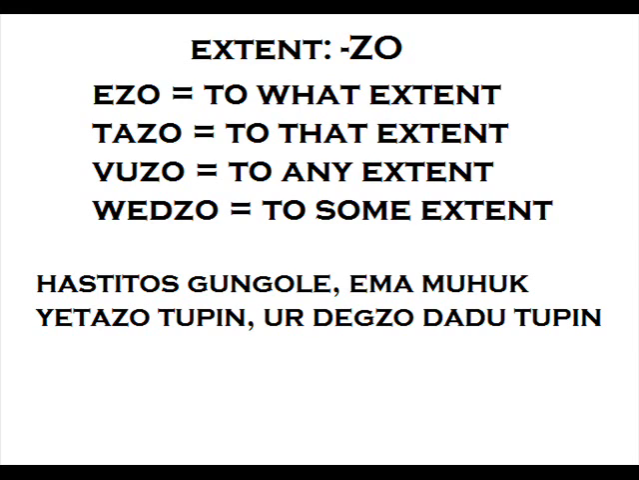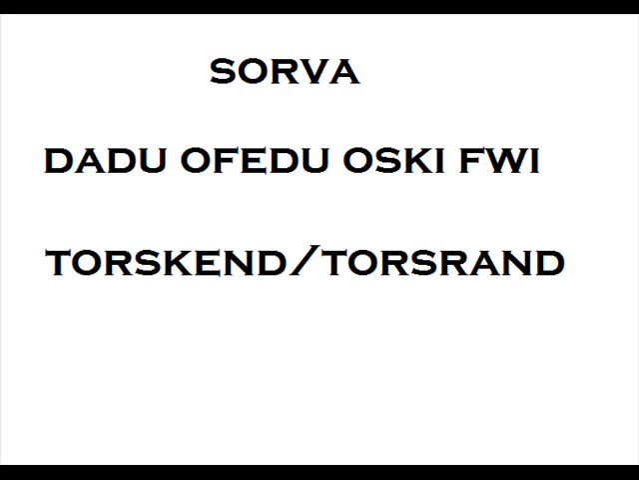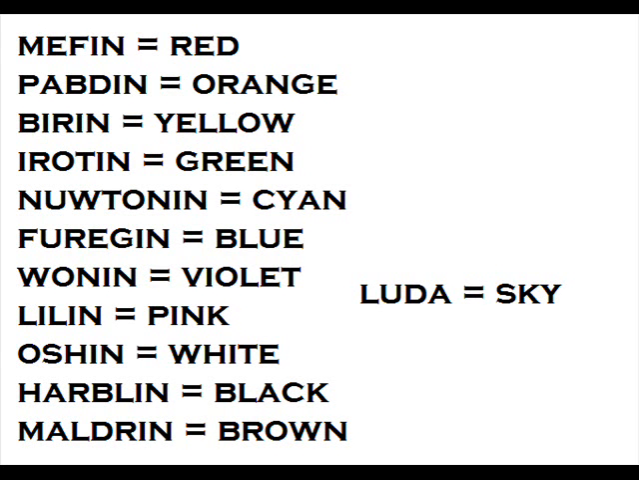This is also used in contexts where you want to say that this was so big that. An example would be, En risa molok tazo mamin kit degsta vullorm pisrelte tekke. The man was so fast that no one ever saw him. So you've learned how to talk about colors, how to compare two things, how to talk about excess, and you learned about the final correlative suffix zo. Make sure you know these new words before moving on to the next video.